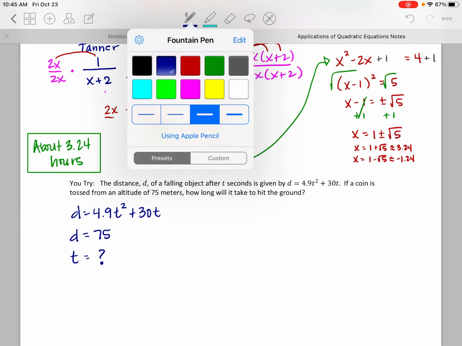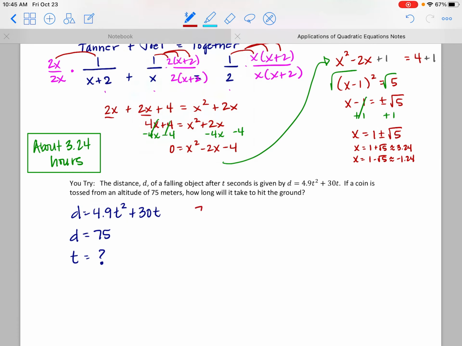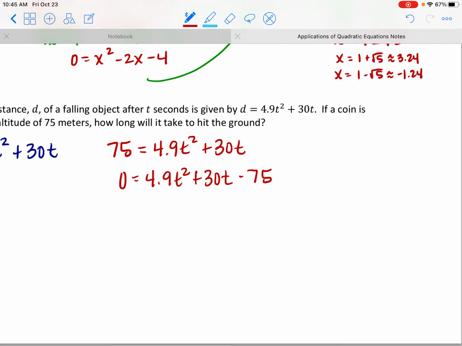So we're going to plug in the 75 for d. So we're left with 75 equals 4.9t squared plus 30t. And now we have an equation that we can try to solve for t. So I'm going to move the 75 over. So we have 4.9t squared plus 30t minus 75 equal to 0. I'm not even going to try to factor that, not going to try to complete the square. Using the square root method, not an option, so I'm going to go straight to the quadratic formula.